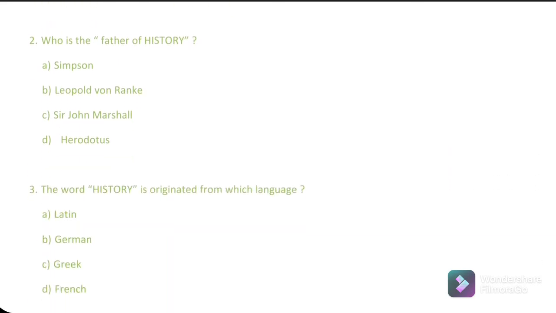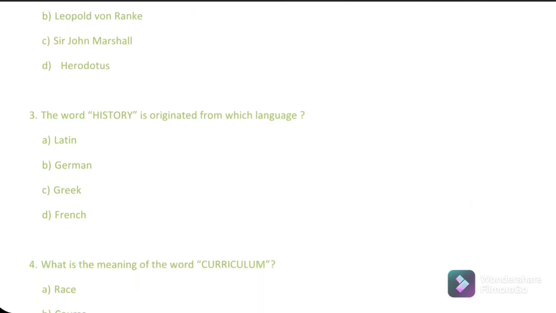Coming to question number 2, who is the father of history? Nothing can be easier than this question for all the history students. Option A, Simpson. Option B, Leopold von Ranke. Option C, Sir John Marshall. And option D, Herodotus. So the correct answer for this question will be option number D, that is Herodotus.